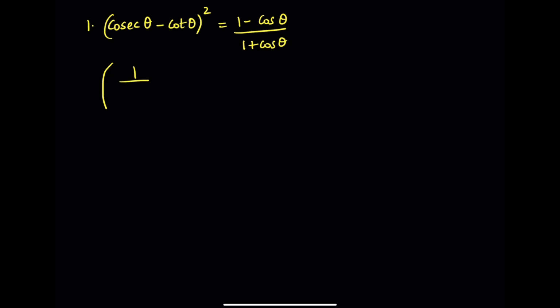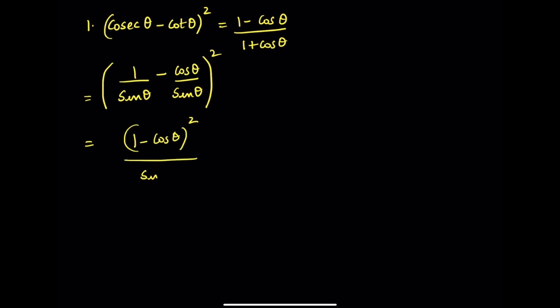So cosecant theta can be written as 1 by sine theta, and cot theta can be written as cos theta by sine theta, and this is a whole square. So this can be further written as (1 minus cos theta) the whole square divided by sine square theta. We just applied the square to the numerator and the denominator. Now if you observe the right hand side that we want to achieve, it only has cos theta. So we have to convert this sine square theta to cos theta.